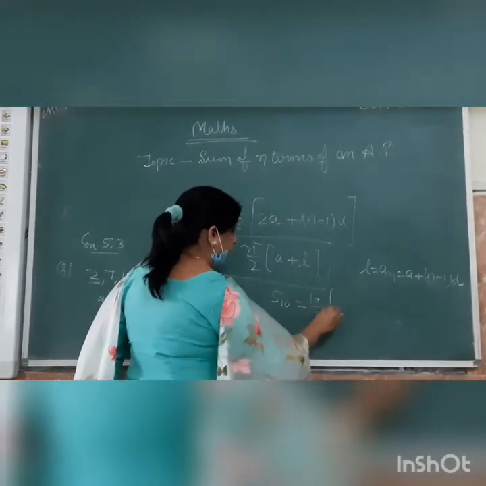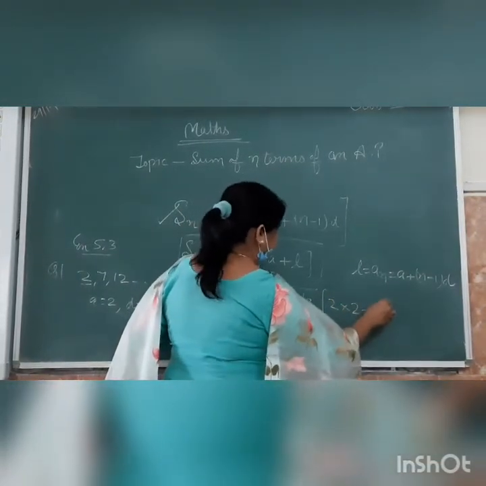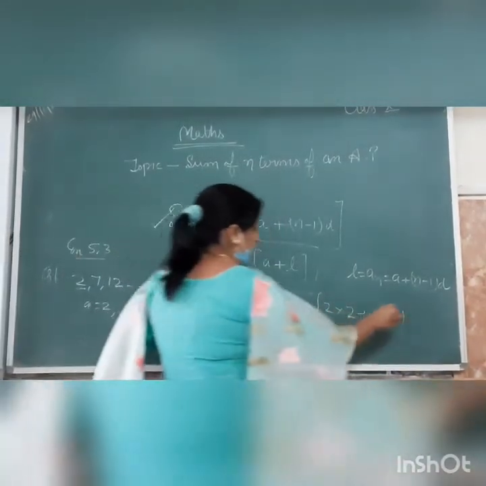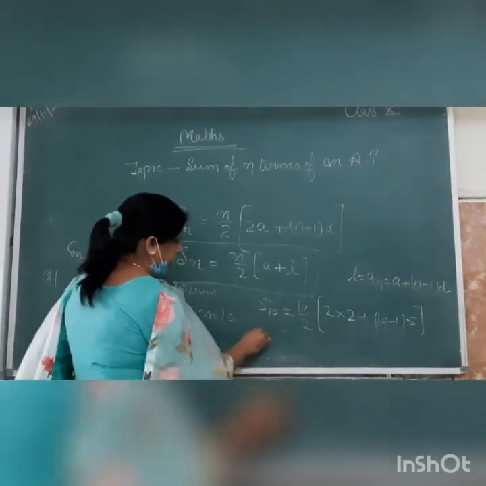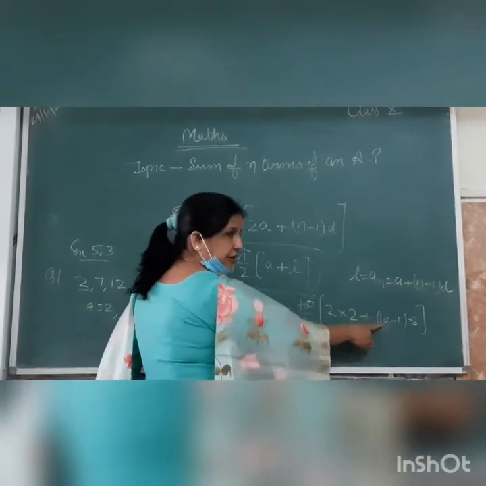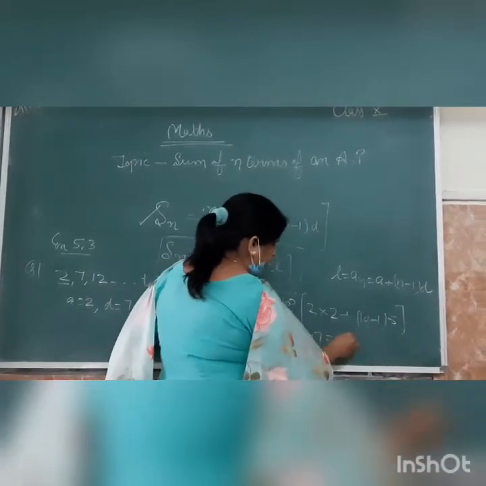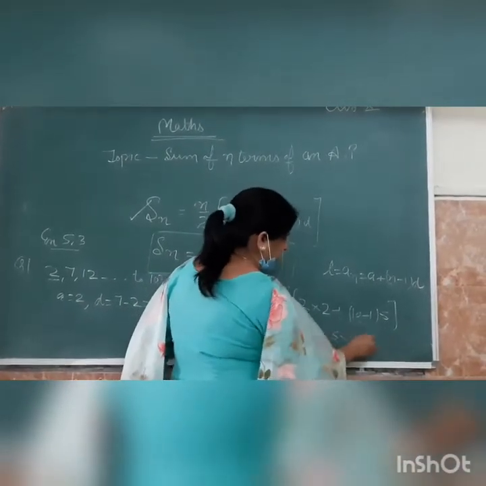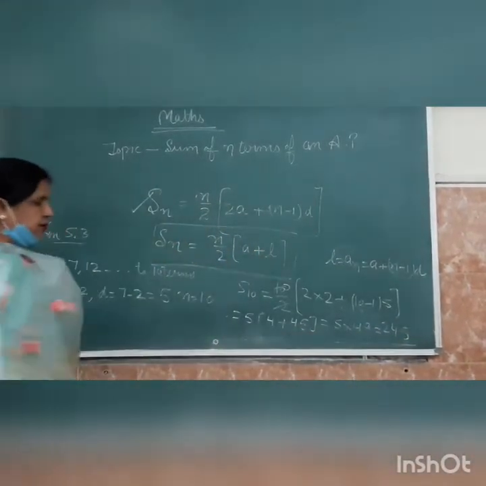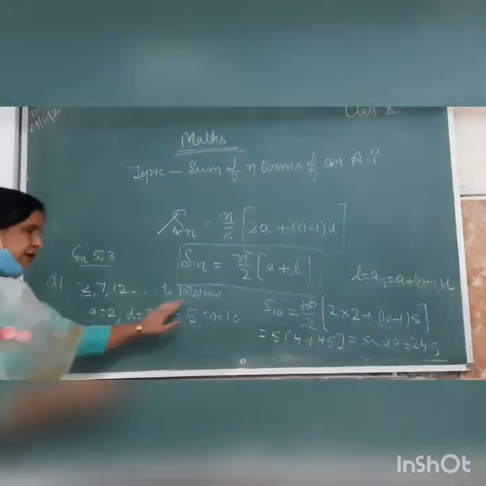Sn is 10/2, 2a is 2 times 2, plus (10 minus 1), d is 5. Now solve it. 2 fives are 10, 2 into 2 is 4, here is 9, 9 fives are 45, 5 into 9 is 45. 4 plus 45 is 49, multiply 5 into 49, the answer is 245.